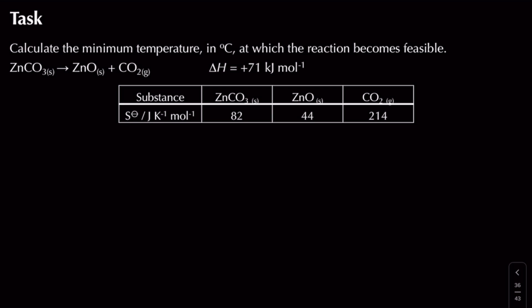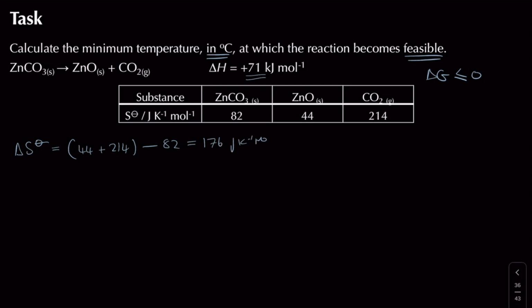So yeah, here we're asked to calculate the minimum temperature in degrees Celsius at which the reaction becomes feasible. So we know delta G must be equal to or less than 0 itself. Now, of course, we've been given a delta H here just like before, and we've got some values to calculate the entropy change itself. Just like before, I'm going to work out a value for entropy change very quickly. So I've got delta S, and that's going to be equal to my products minus my reactants. Remember, SPA, 44 add 214, and then I'm going to subtract a value of 82 for my reactants, and I end up with 176, and that's going to be joules per Kelvin per mole itself.